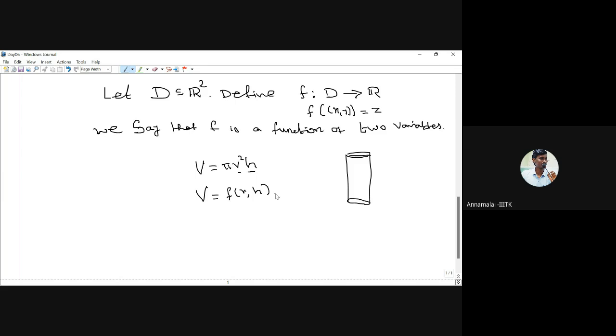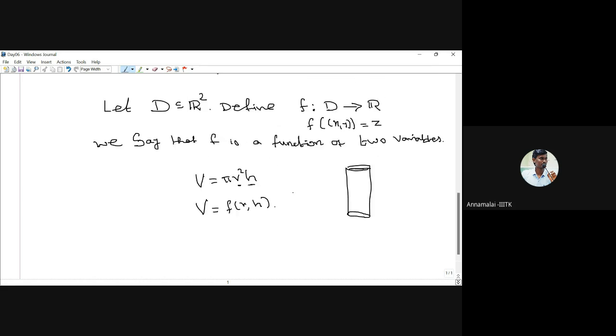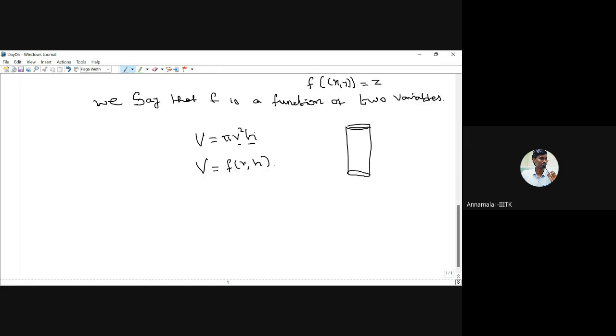Maybe r square h or anything, but this volume is a function of two variables. Okay. Now we define what is the limit at a point in D. Suppose if you take some point a comma b or x naught comma y naught, then we can talk about what is the limit.